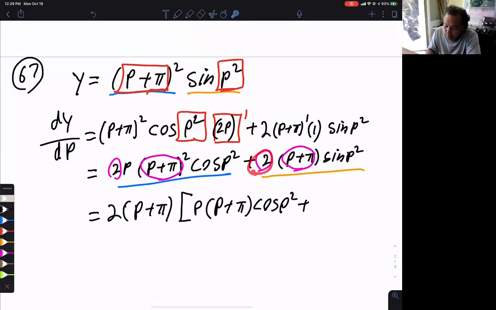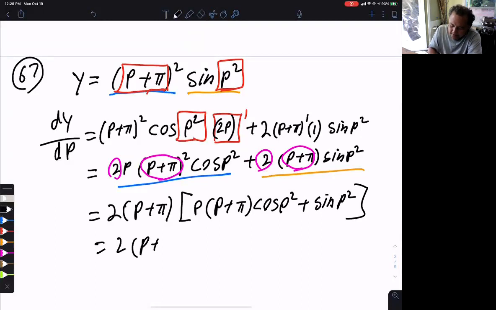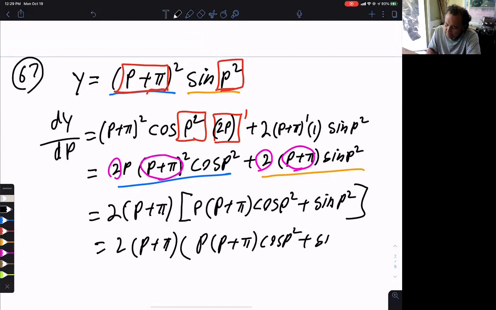So I took this 2 out and that p plus pi out. I'm left with sine p squared. Sine p squared, and I am done. If you want to use parentheses instead of the brackets, that's fine. But I'm finished. That was a lot of work. And we have less than a minute left. So that's the last problem. Let me stop this recording.